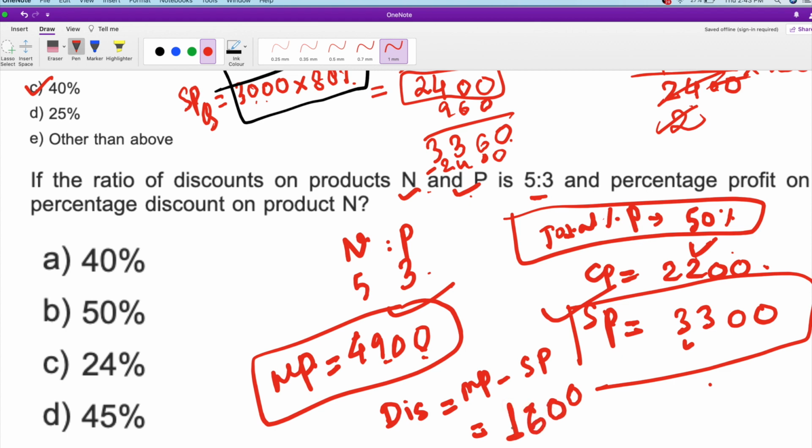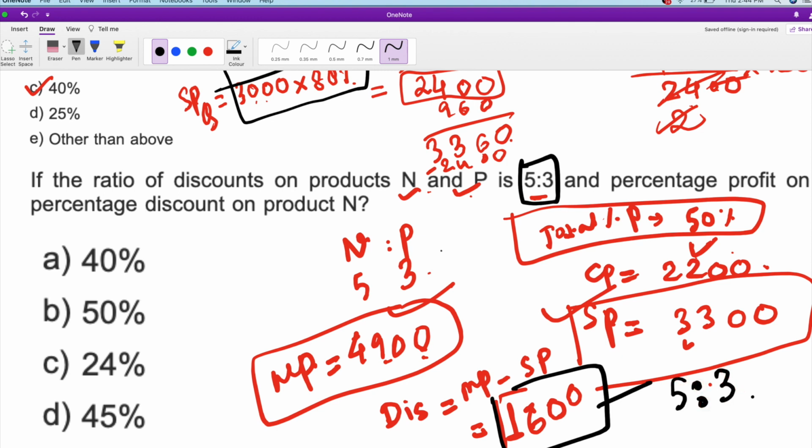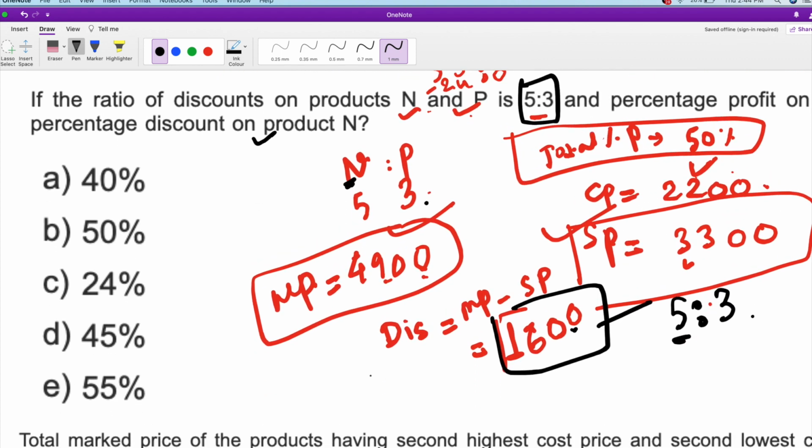So 1600 is the total discount, and this 1600 has to be divided in the ratio 5:3. So what do you need to find out? You need to find out the percentage discount on N, which is 5. So 5 plus 3 is 8. 8 is equal to 1600, so 1 is equal to 200. So 5 is equal to 1000.